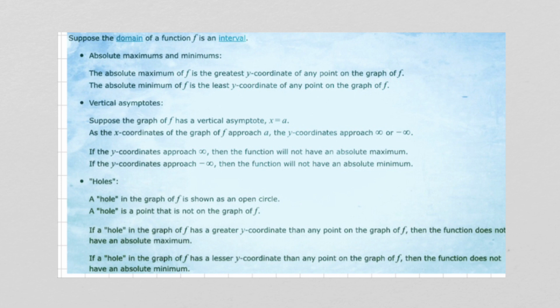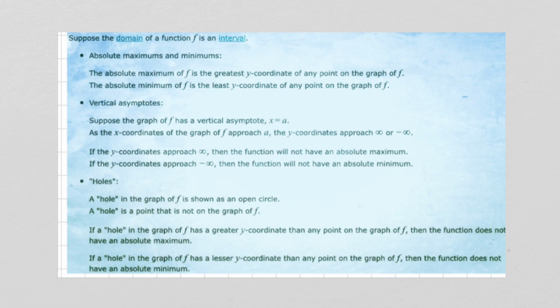Okay, so the absolute maximum of the graph is the greatest y coordinate of any point on the graph. The absolute minimum of f is the least y coordinate on the graph.